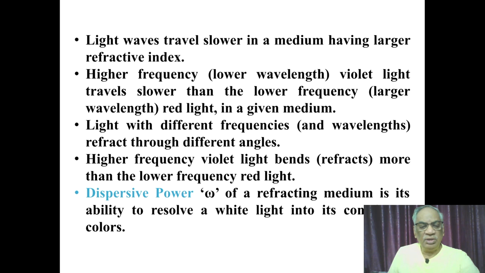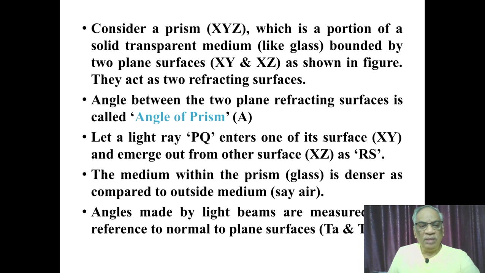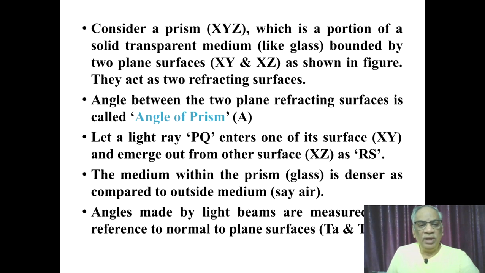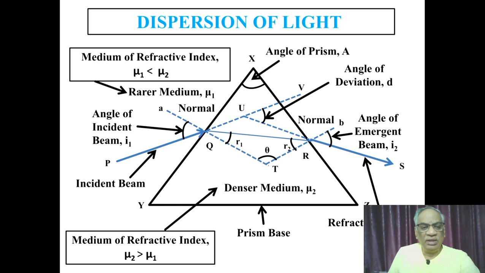Consider a prism on the slide shown as XYZ, which is a portion of a solid transparent medium like glass bounded by two plane surfaces XY and XZ. YZ is the base. The XY and XZ plane surfaces act as the refracting surfaces. That means the light enters at one surface and leaves from the other surface. The angle between the two plane refracting surfaces, that is XY and XZ, is known as angle of prism, denoted as A.